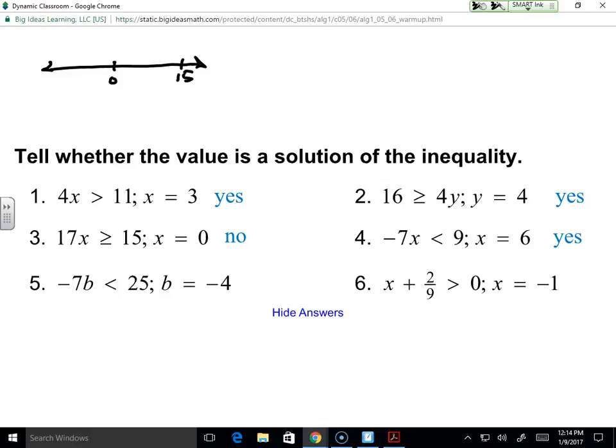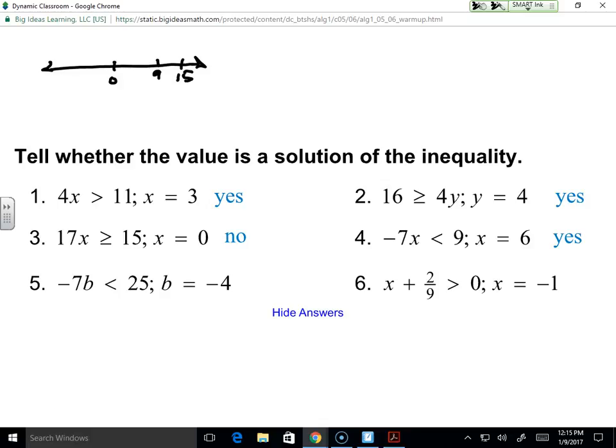For number 4, what's negative 7 times 6? Mental mathers. Negative 7 times 6 is negative 42. And then we have 9. Well, 9 is here-ish. Where's negative 42? Is it less than? Yeah. Alright, number 5, mental mathers. Negative 7 times negative 4. Is 28 less than 25? No.